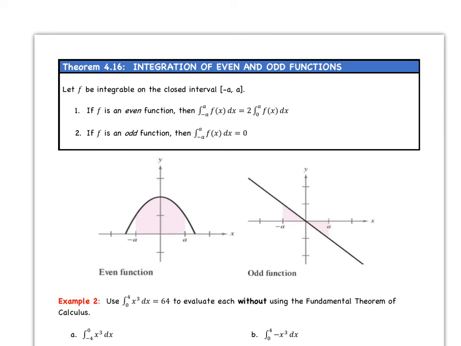Okay, so let's look at this second example where we are given this integral, all right, the integral from 0 to 4 of x cubed dx equals 64, and we're going to use that to evaluate without using the fundamental theorem of calculus, so just using the idea that it's an even or odd function to evaluate these integrals. So let's take a look at this first one, a.